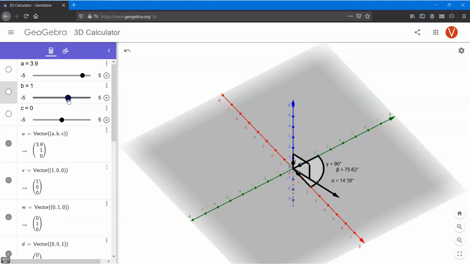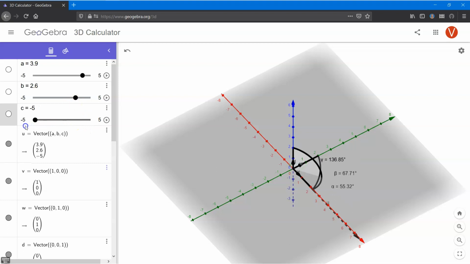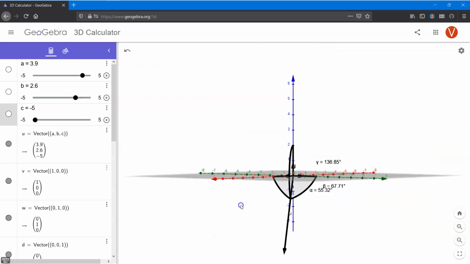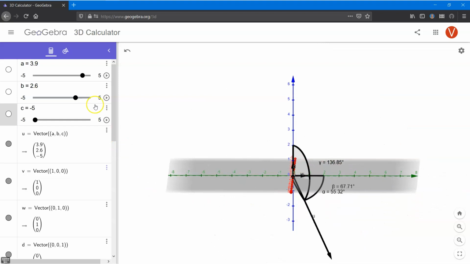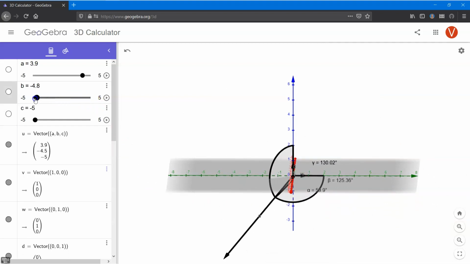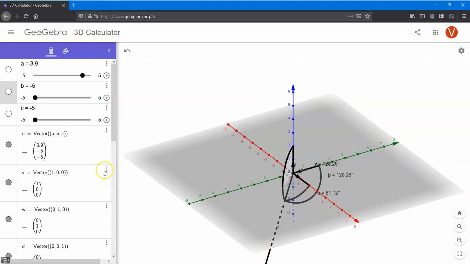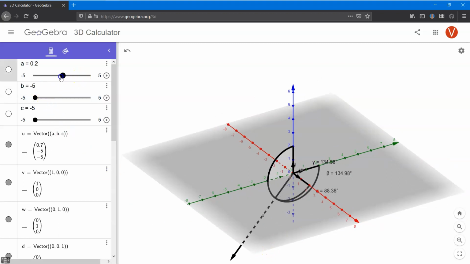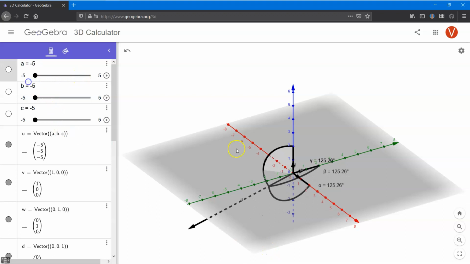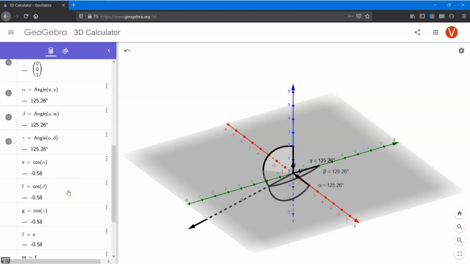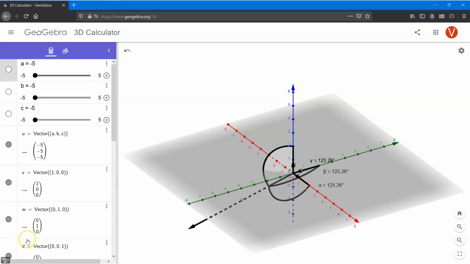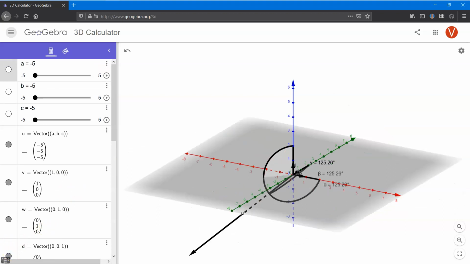Now let's increase this. And let's increase this. Now let's take it to the negative side. It's gone below. Similarly, if I take it to the negative side, it has gone to this side now, below. So that is direction cosines. Bye for now.